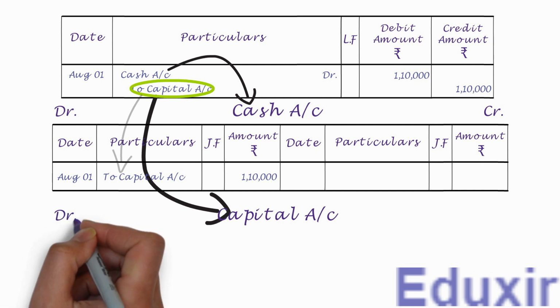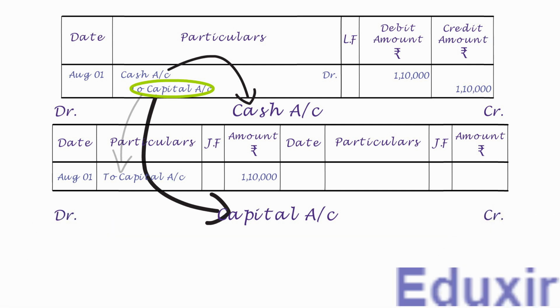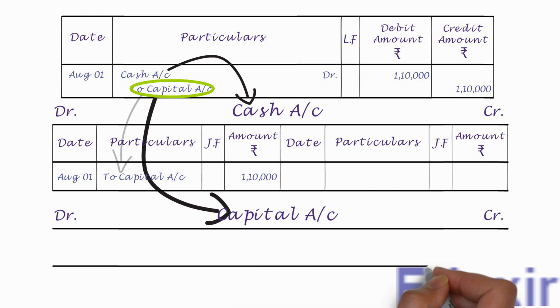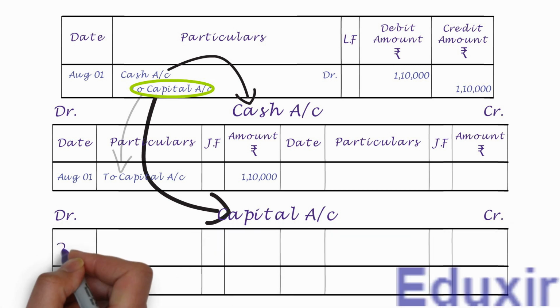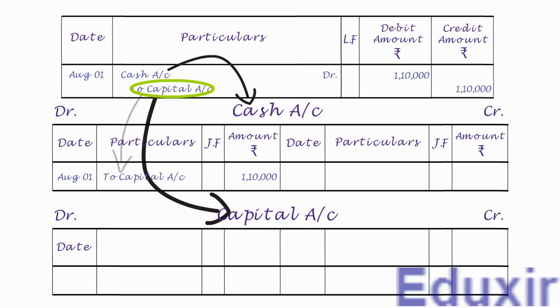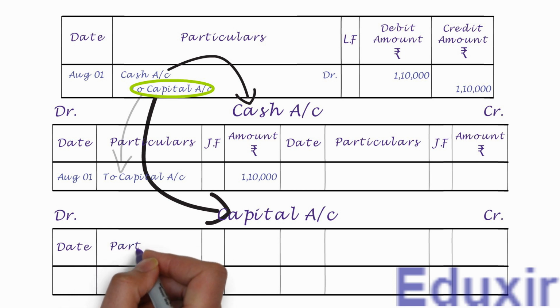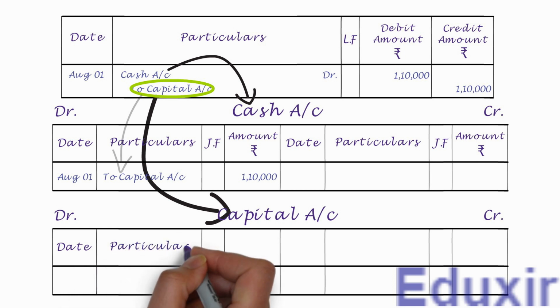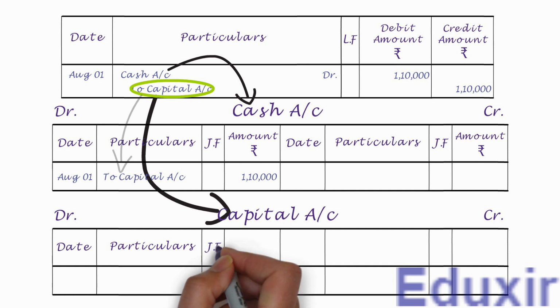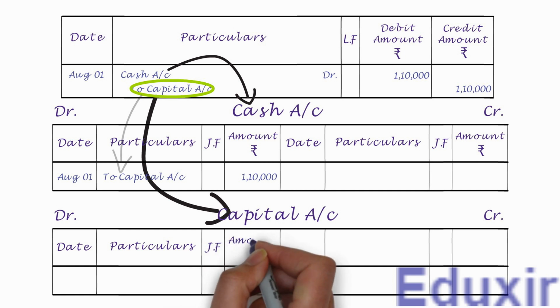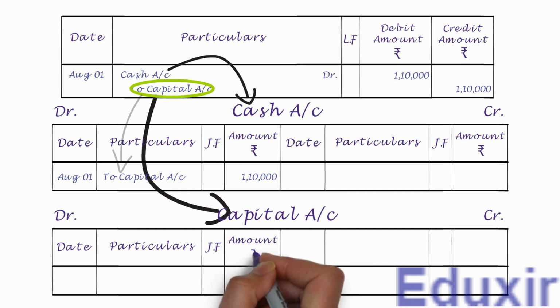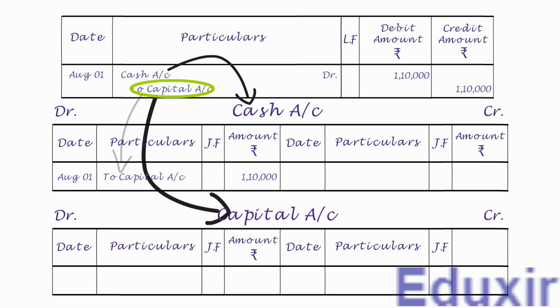Let us have DR and CR headers to designate the debit and credit sides respectively. Let us have the individual columns for date, particulars, journal folio, and amount in rupees on the debit side, and same columns on the credit side also. Let us first enter the date.